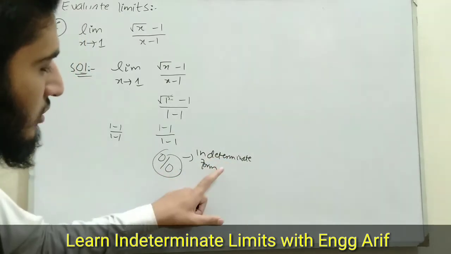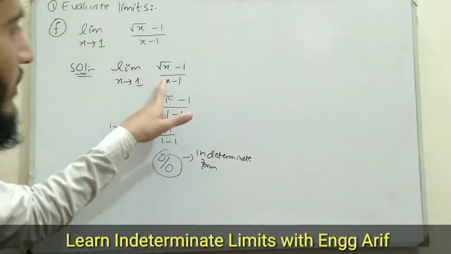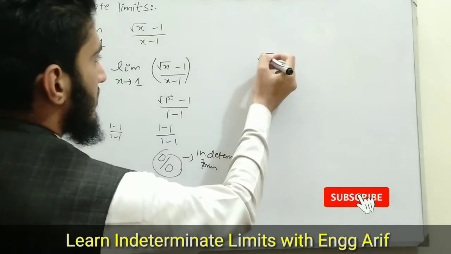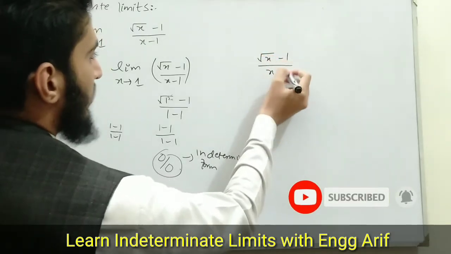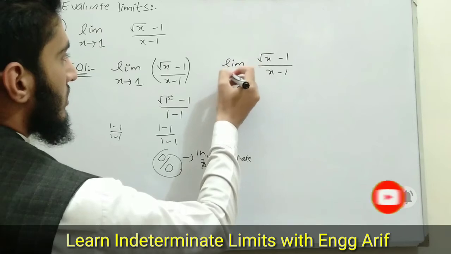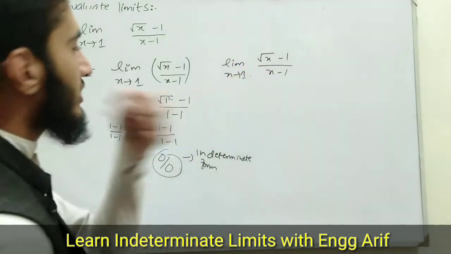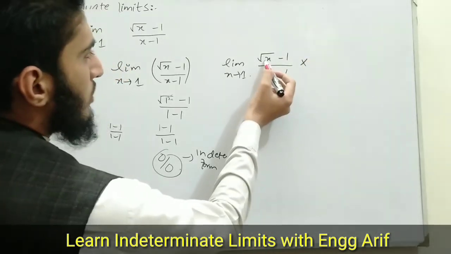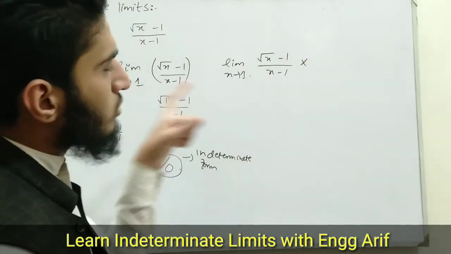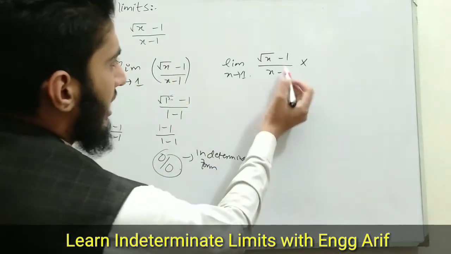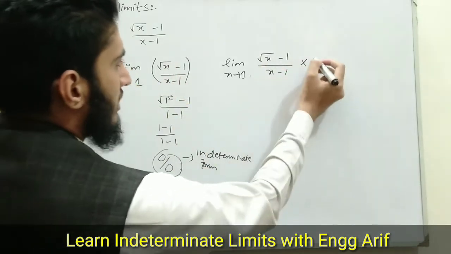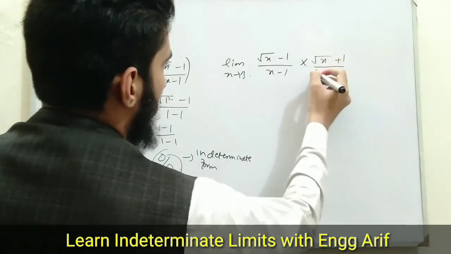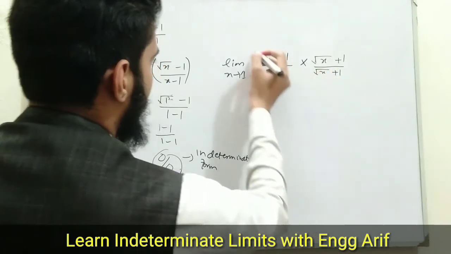So when this form comes in the limit, we will rationalize the given fraction, root x minus 1 divided by x minus 1. How can we rationalize? We will rationalize it by multiplying by the conjugate of root x minus 1. The conjugate of root x minus 1 is the one in which the middle sign changes. Here it is root x minus 1, so in multiplication the sign will change to positive: root x plus 1 divided by root x plus 1. This process is called rationalization.